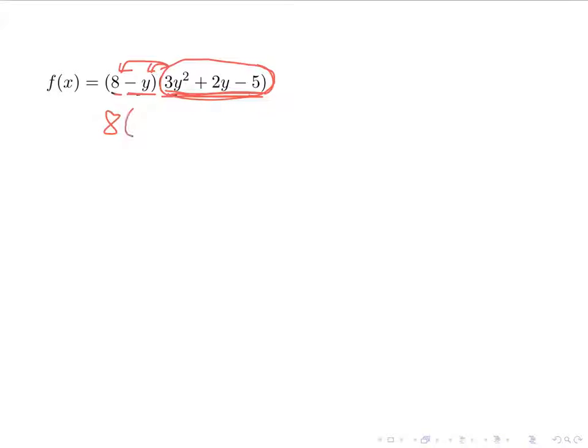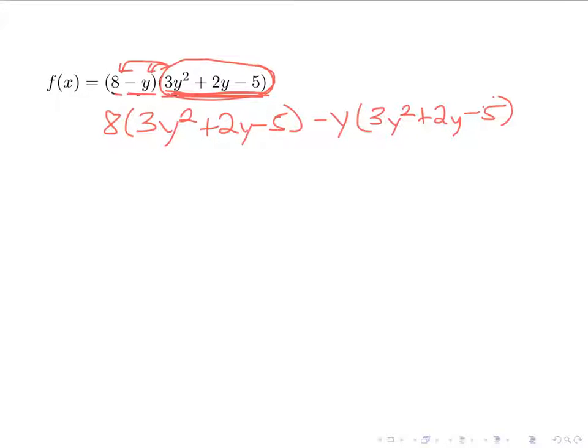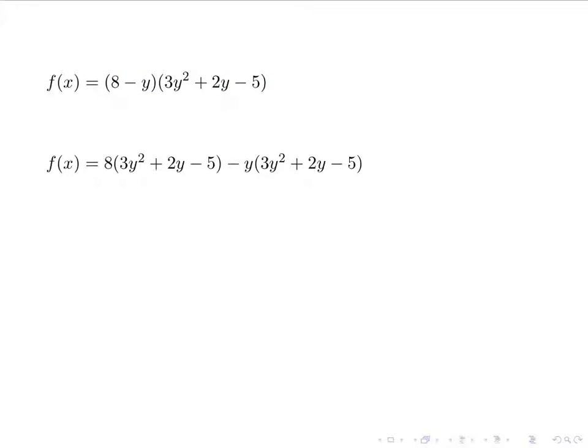So it's going to be 8 times 3y squared plus 2y minus 5. And then it's going to be a negative y times the same polynomial, 3y squared plus 2y minus 5. Okay, and that, once it's printed up, is going to look like this. Okay, so now I have my 8, I have my negative y. So now I need to distribute each one of these across its polynomial.